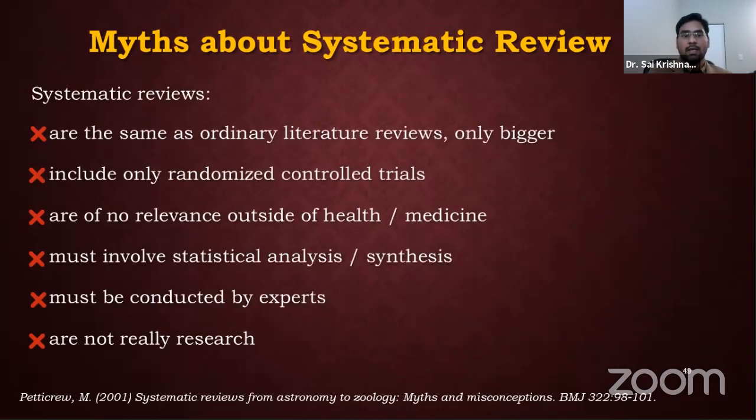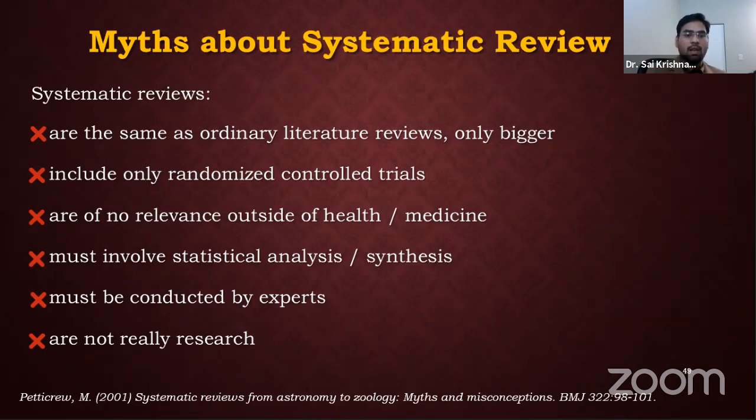The first one is that systematic reviews are the same as ordinary literature reviews, but just bigger in size. It's a myth. There is a lot of difference between a literature review and a systematic review, and they are not the same. And systematic reviews include only randomized control trials. No, it's not. You can do a systematic review using observational studies, case control studies, case series or case reports, whatever it might be. But you can also include randomized control trials, just not only randomized control trials.